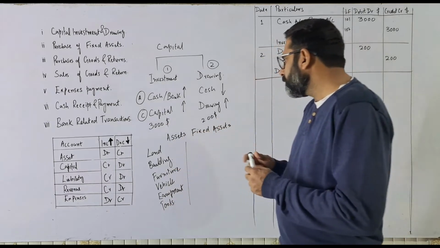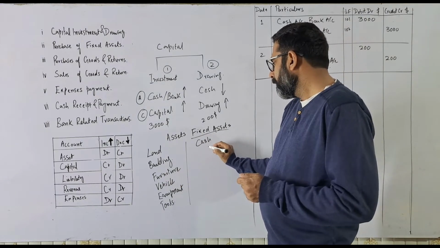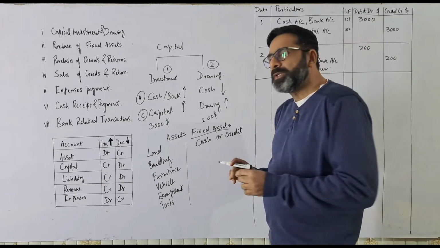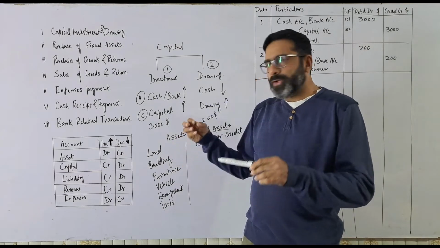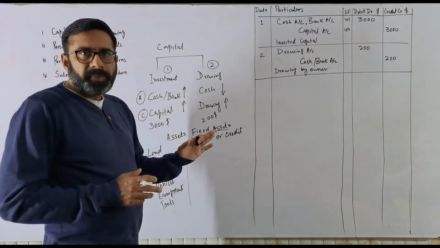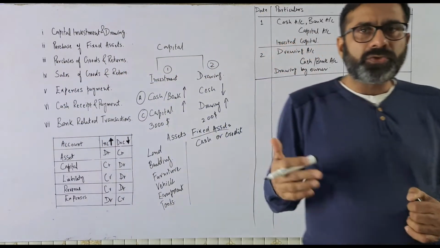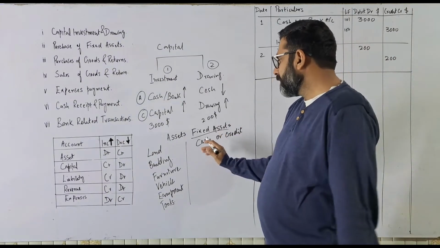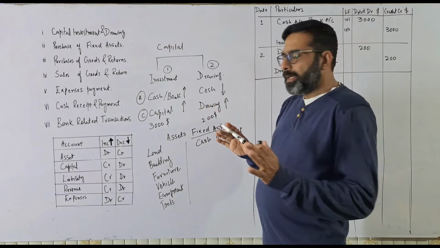Now, fixed asset can be purchased by cash or on credit. By cash means what? That you are buying a land, let's say for $10,000, and you are paying the cash immediately. The other option is that you are not paying immediately, but you are promising that you will pay after 1 month, 2 months. So that will be credit.